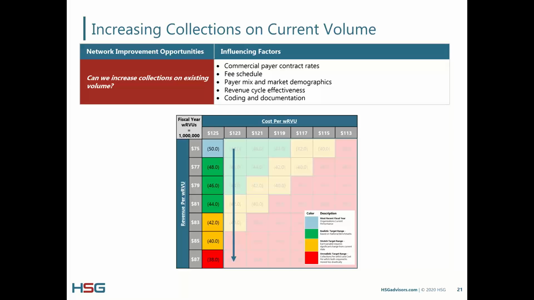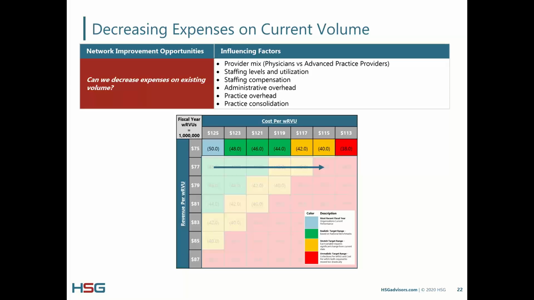So in terms of cost, in terms of moving revenue per work RVU, if we're able to do those influencing factors at the top of the screen, we look at our rates, we manage revenue cycle more effectively, we improve coding and documentation. That gives us the ability to move kind of down the table towards a better revenue per work RVU. Similarly, by decreasing expenses on current volume, we start going across on the x-axis, and we start dropping down our cost per work RVU. So we're more aggressively managing our provider mix and measuring our staff levels and utilization and right-sizing staffing, and we're getting our practices consolidated and dropping overhead. That's how we start moving cost per work RVU.